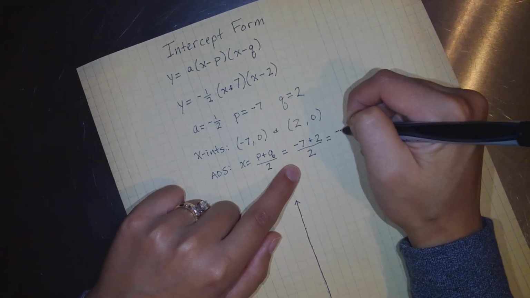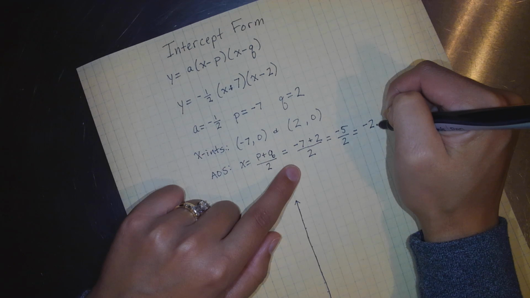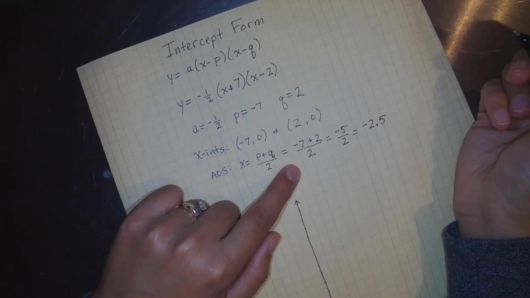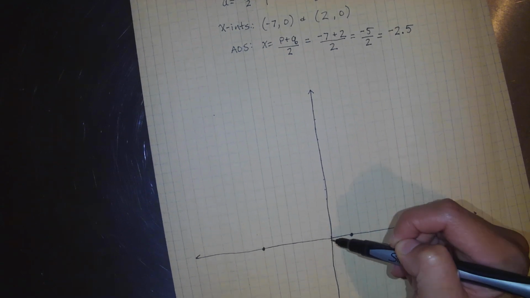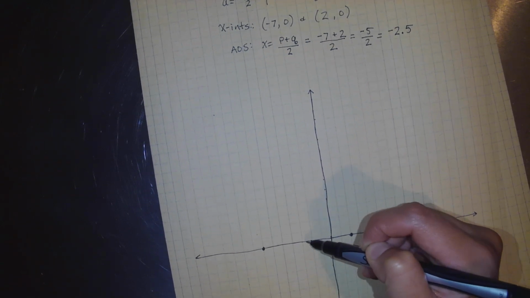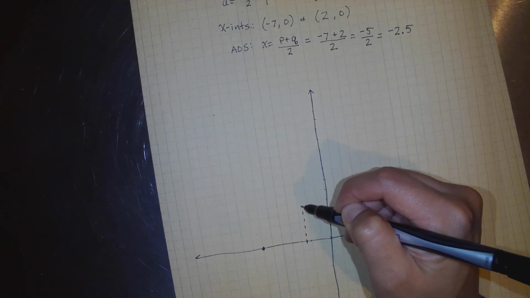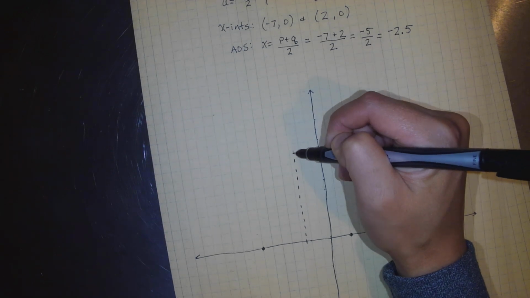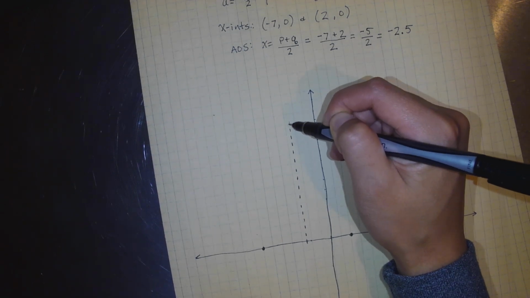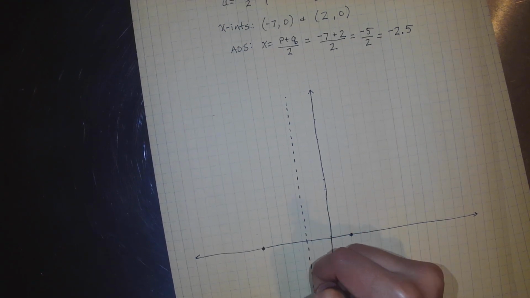-7 plus 2 is -5, divided by 2, and we have -2.5. That's my axis of symmetry. I'm going to draw that in. So this is -2.5. I go in 1, 2, and a half. Remember, this is not a point, this is a line. So our axis of symmetry is going to go right halfway between these two points and down.